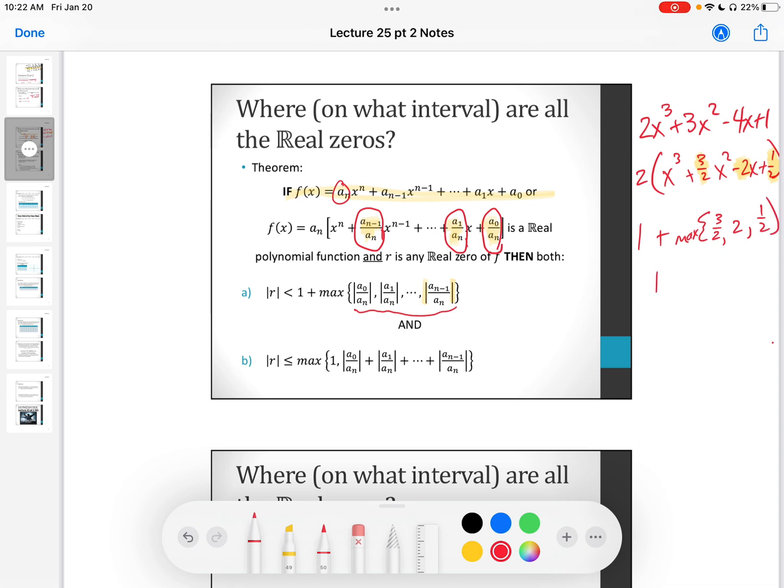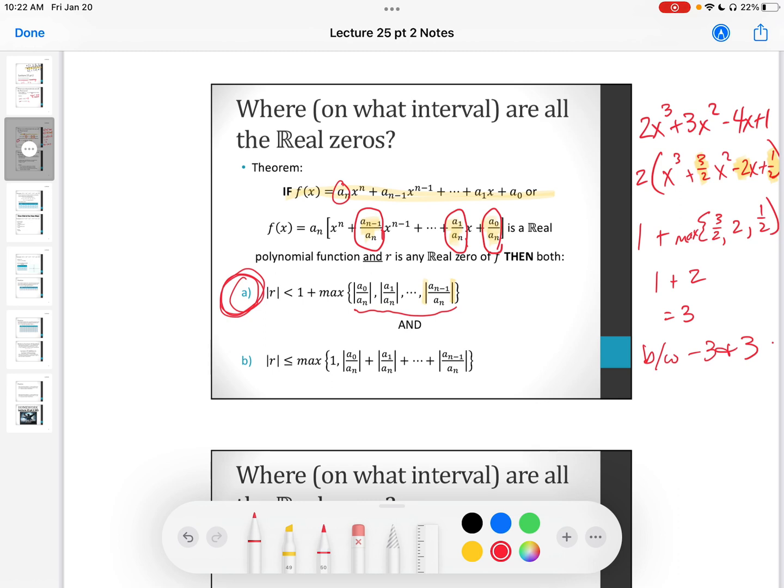So that would be 1 plus 2, which gives me 3. Okay. Now, what that tells us is that all of our zeros here are between -3 and 3. They have to be between -3 and 3. Okay. So that's one way that you can do it.